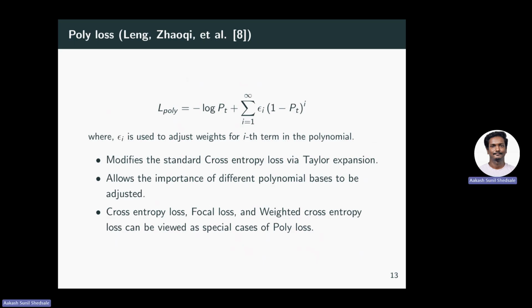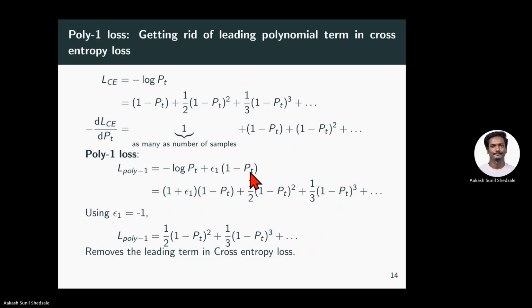Then this is the polynomial loss, or PolyLoss, which was recently proposed in 2022 in an ICLR paper. It allows us to modify the standard cross entropy loss via Taylor expansion. It allows the importance of different polynomial bases to be adjusted. We can see that by choosing appropriate epsilon i, cross entropy loss, focal loss and weighted cross entropy loss are special cases of PolyLoss. For example, putting epsilon i equal to 0 for all i will give us cross entropy loss.